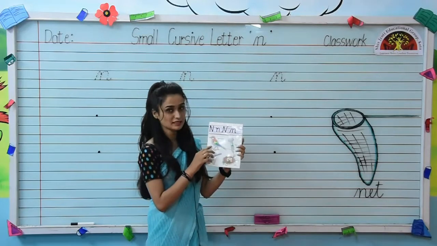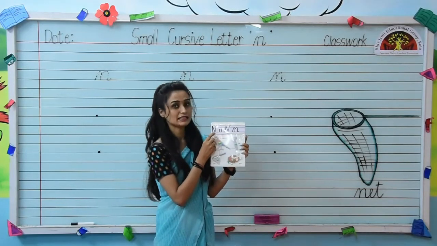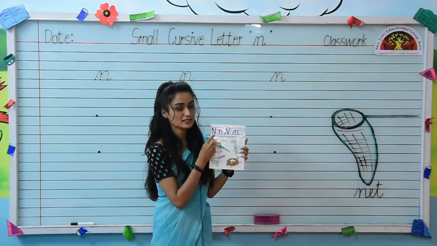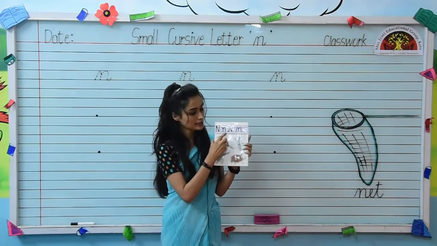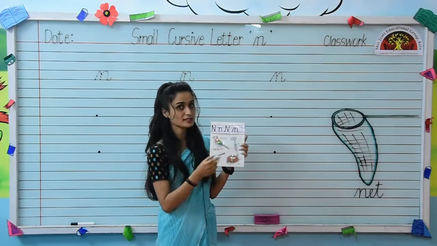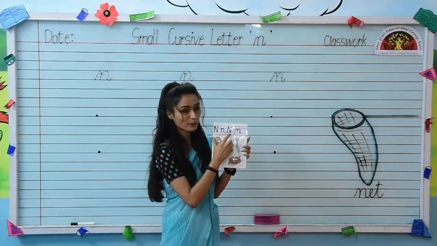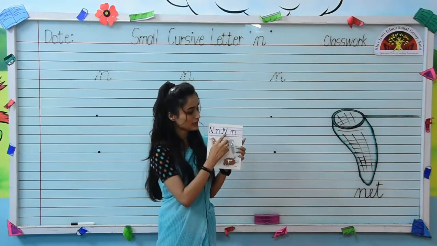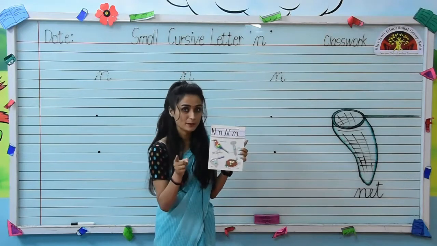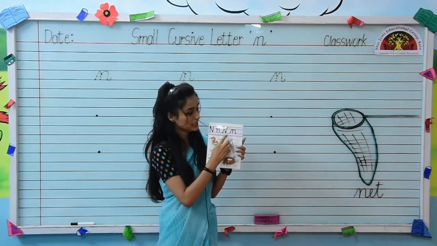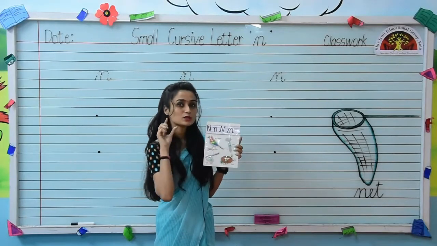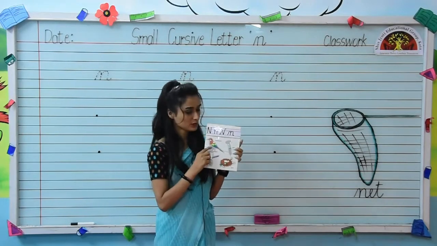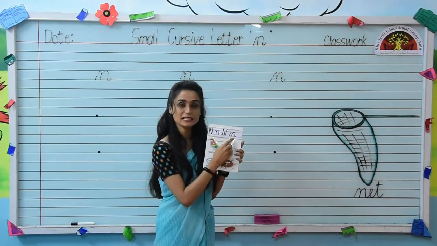So look over here kids. Tell me which is this one? Yes, this one is capital letter N. Next one is small letter N. Jump on the next one. Which one is this? This one is capital cursive letter N. Let's see the next one. This is small cursive letter N. So today we are going to see this one, small cursive letter N.